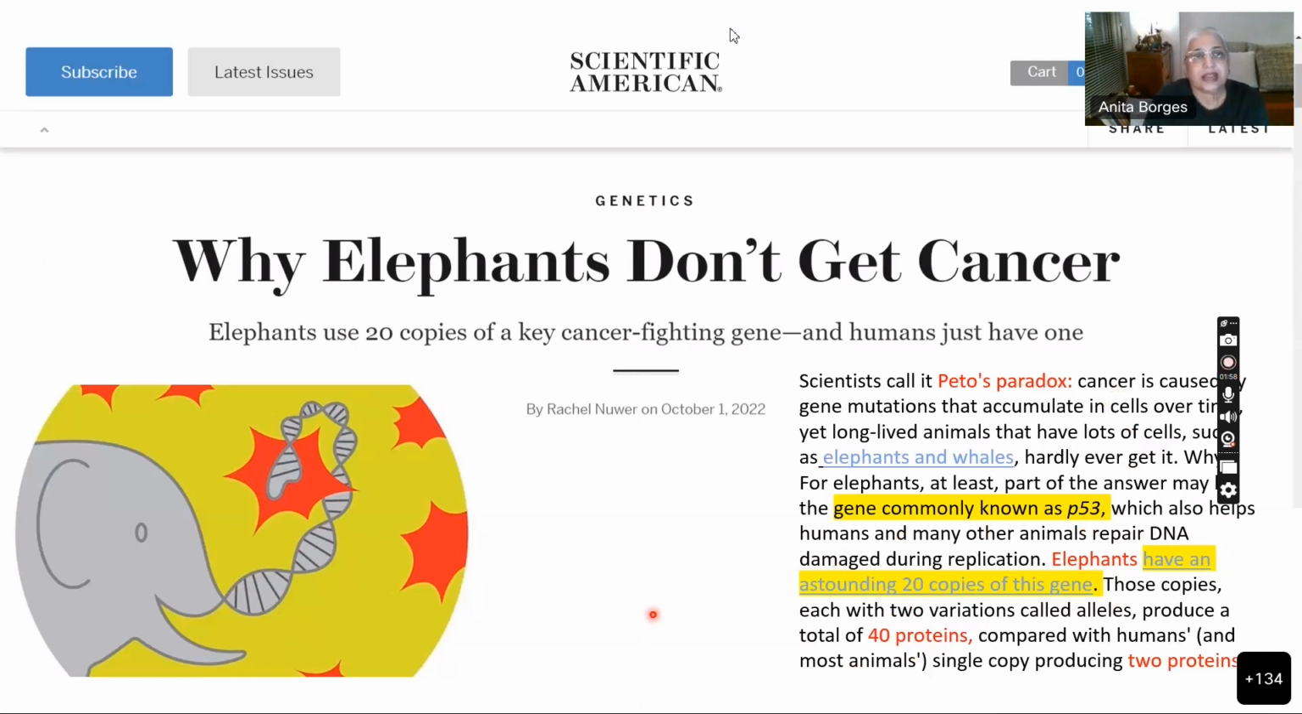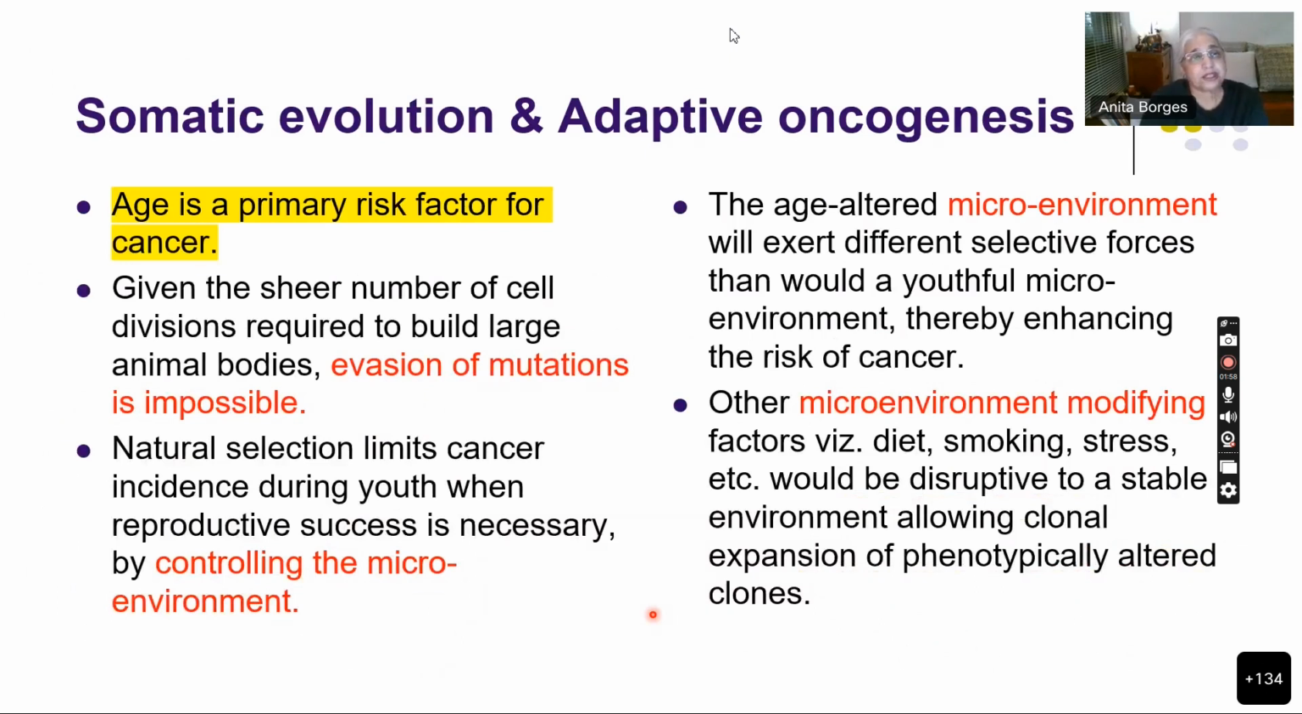All right. Now that brings us to age. And now that we've talked about the environment, you will understand why age is a primary risk factor for cancer. Okay? We don't get cancers at young ages, except when you have hereditary genetic problems in your genome, because natural selection controls the microenvironment. All the cells that are likely to cause problems are eliminated.